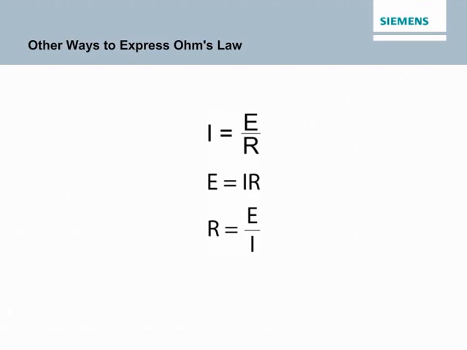I equals E divided by R is a common way to express Ohm's law. This formula can be easily transposed into two other formulas that also express Ohm's law. E is equal to I times R, and R is equal to E divided by I. The second formula states that voltage is equal to the current multiplied by resistance. The third formula states that resistance is equal to voltage divided by current. All three formulas are needed to understand electrical circuits.